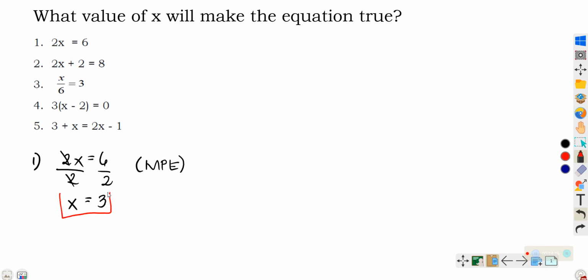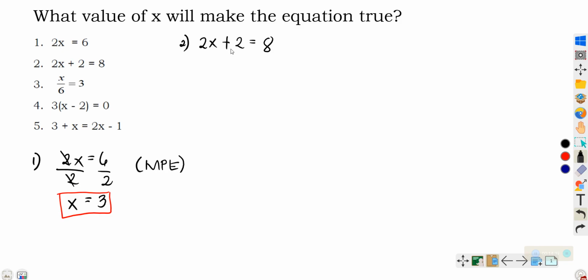So, if you want to check it, o substitute natin. So, kung 3 ang value ng x, 2x is 2 times x, diba? 2 times 3, 6. Tama. Okay? So, next, number 2. Number 2 is 2x plus 2 equals 8.